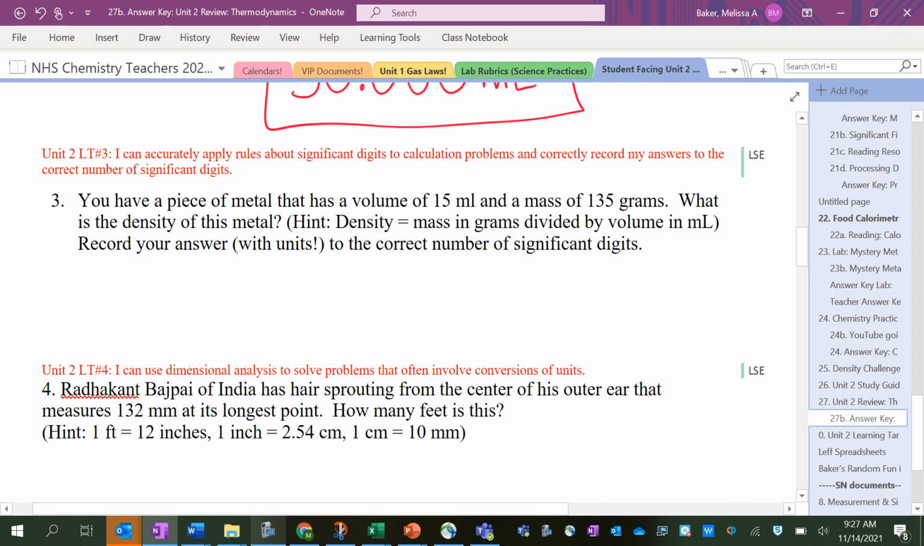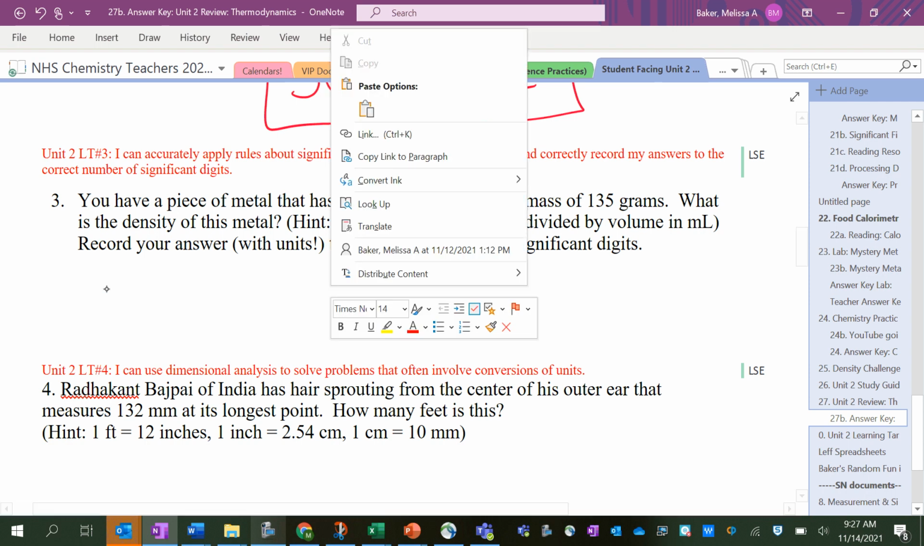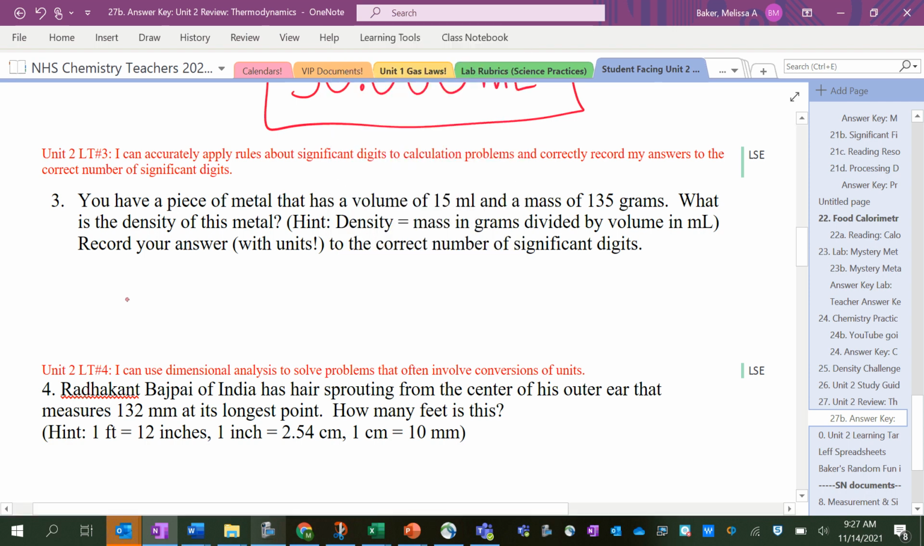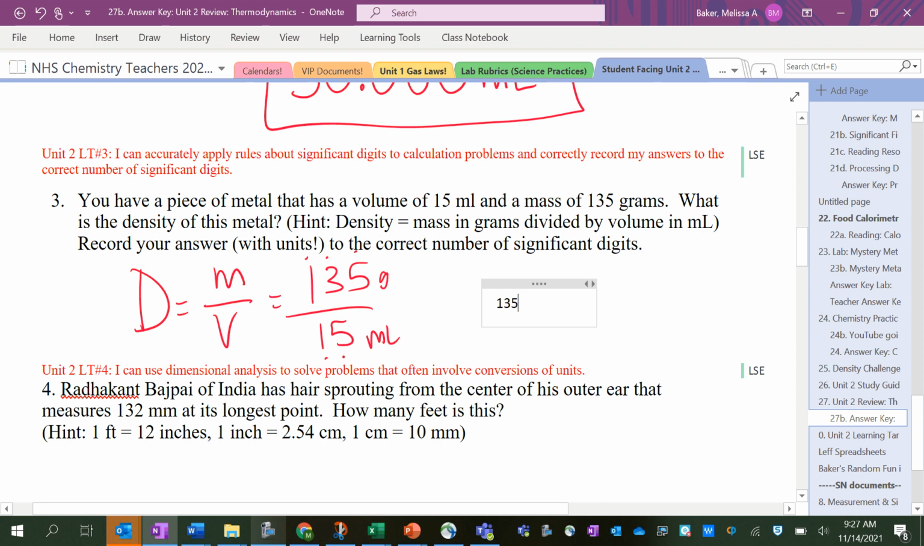All right, let's apply rules about significant digits. You have a piece of metal that has a volume of 15, a mass of 135. What's the density? Density is mass divided by volume. So 135 divided by 15, that's grams per milliliter. This number has 3 significant digits. This one only has 2. So our answer should just have 2. So rather than write 9, we would write 9.0 grams per milliliter to make sure we have 2 significant digits.